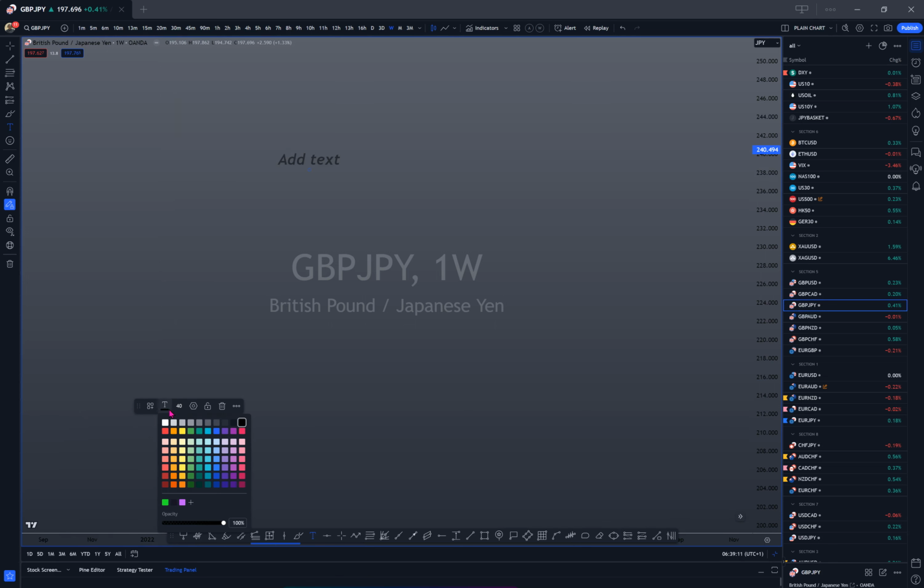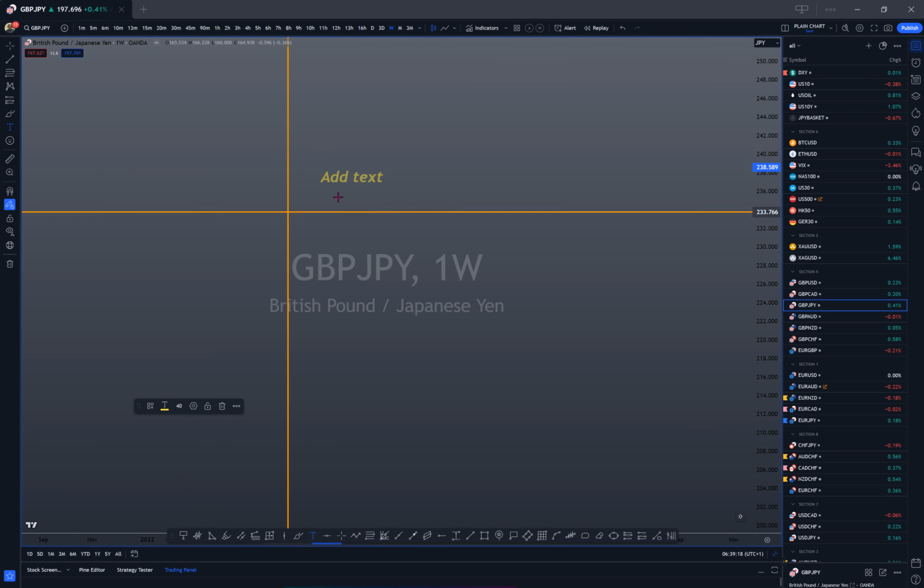I need to change this color. Let's make it yellow. And yep, yellow is perfect.